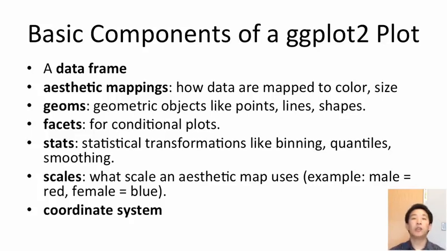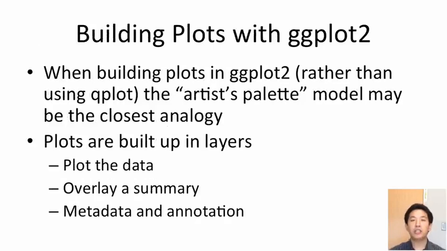And lastly, you need a coordinate system, which we won't focus on too much in this lecture, but you need a coordinate system that tells you how certain numerical representations get translated onto a plot. So when you build a plot with ggplot2, if you're not going to be using the qplot function, if you want to build it piece by piece, you can think of it as the artist's palette model. This is similar to the model in the base plotting system, where you start with something and you add things piece by piece.